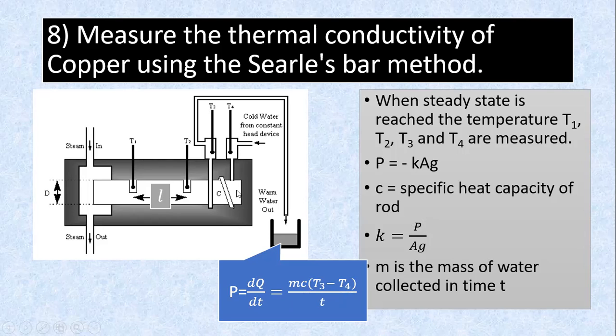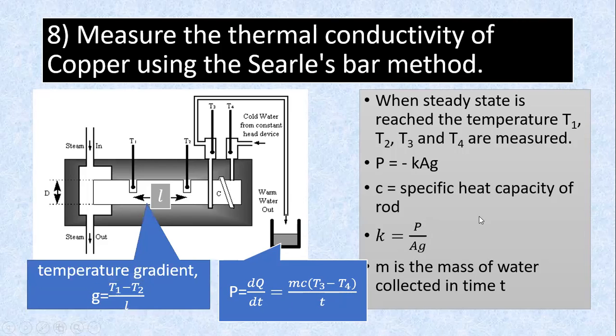Area, we can measure the diameter. Right? We don't want it too thin because of uncertainty in diameter, so it's thick. That's why we reduce the uncertainty. And you can calculate your temperature gradient G, T1 minus T2 divided by L.